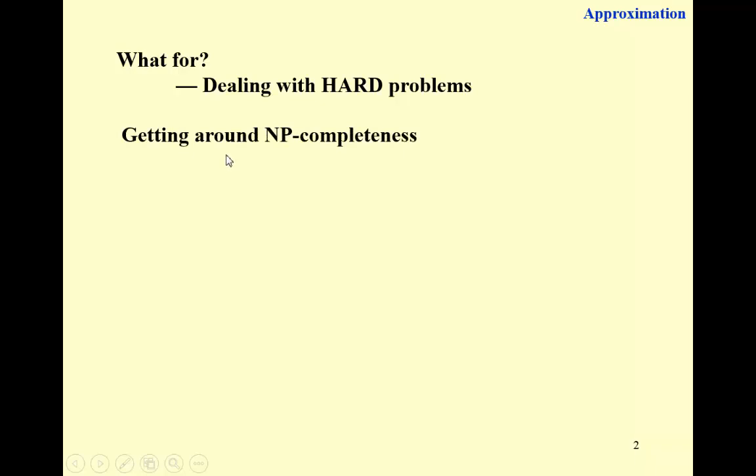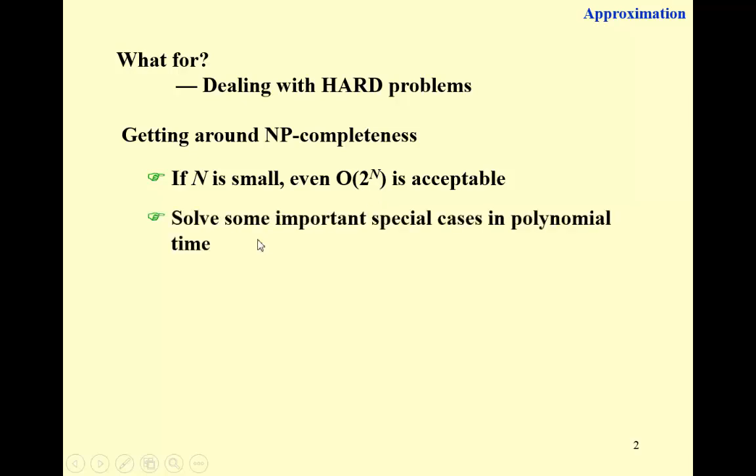So to get around NPC, scientists would usually do one of the following. First, if n is small, then there's no big deal. Even exponential complexity is okay, right? For example, if n is only something like 10, so what's the big deal, right? Or in another case, if the general problem is hard, but some special cases are simpler, if by putting more constraints on the problem, we can then solve it in polynomial time, then we just concentrate on those cases. I mean, if we cannot solve all the cases, at least we can solve some.